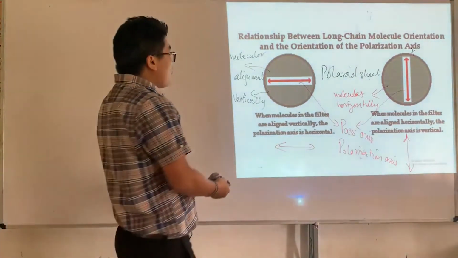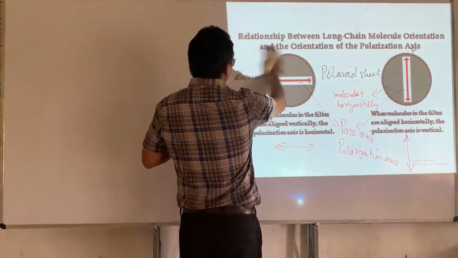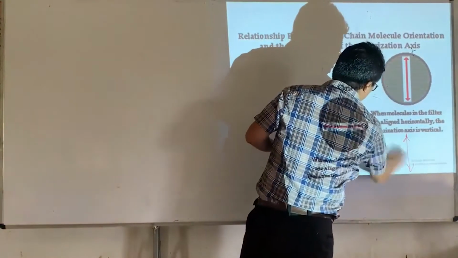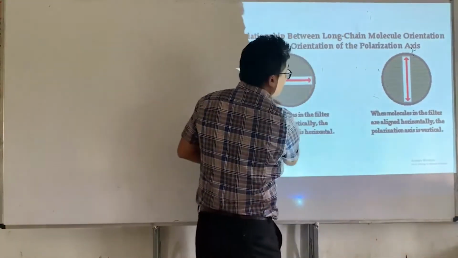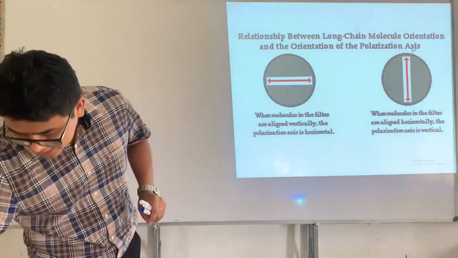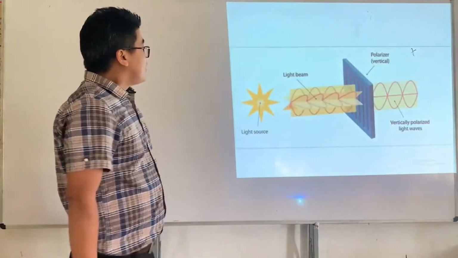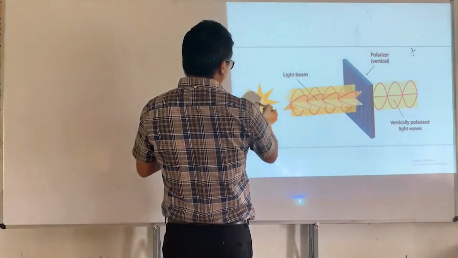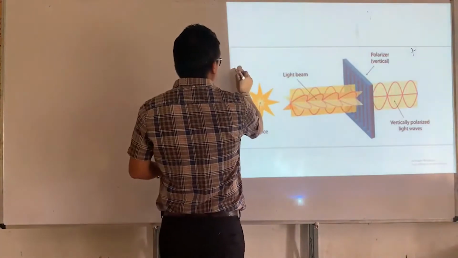Alright, so now we are done with the Polaroid. Now we are going to allow light to pass through Polaroids. What we are going to see is unpolarized light. This is unpolarized light from a source of light.